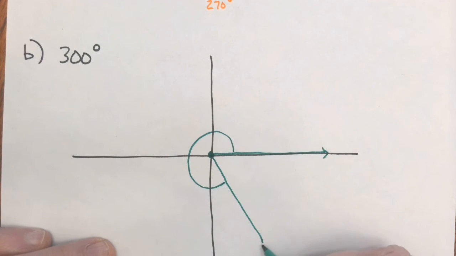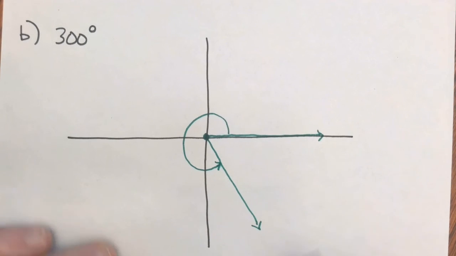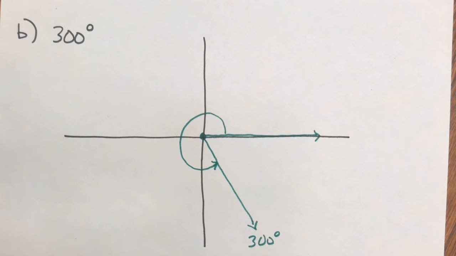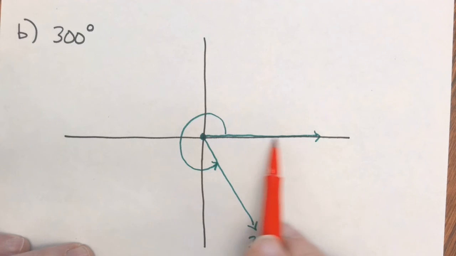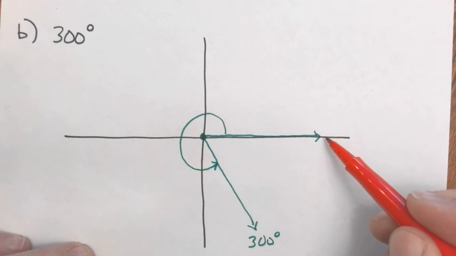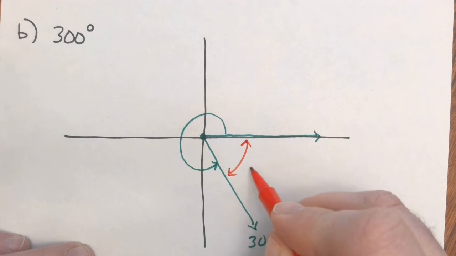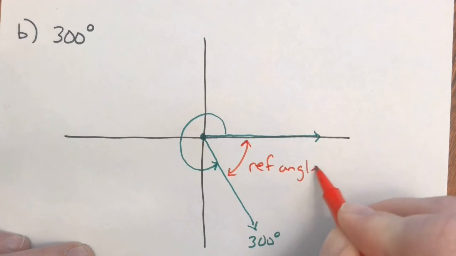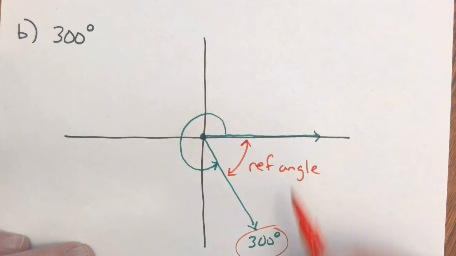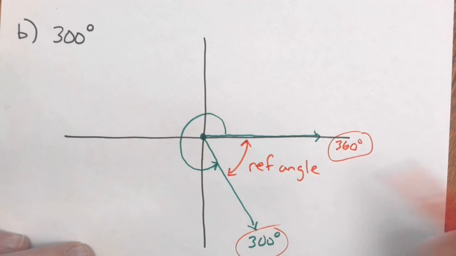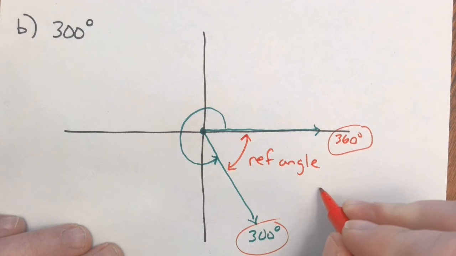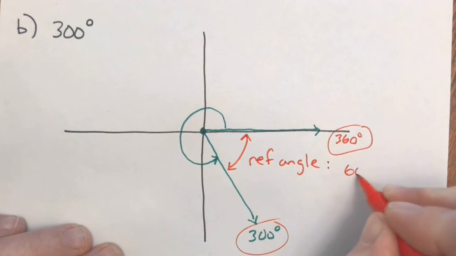It would be somewhere about right here. That is approximately where a 300-degree angle is. So there's our 300-degree angle. And the angle between that terminal side and the nearest x-axis, which in this case would be the right side here, this angle here, is our reference angle. 300 degrees is how far we went. All the way around back to here would be 360 degrees, a full circle. So if we subtract those values, we have a reference angle of 60 degrees this time.